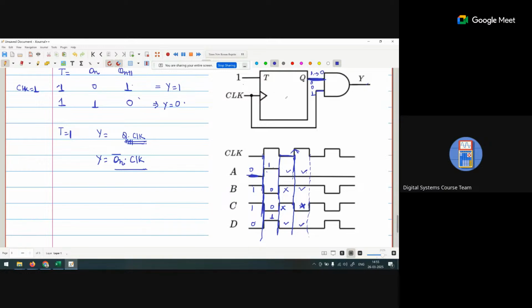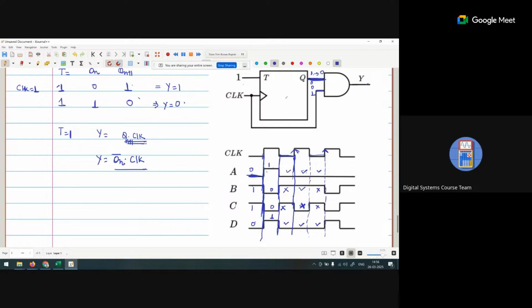Okay. Now for the negative clock pulse, everything will be 0. So it is correct, it is wrong, it is wrong, it is correct. Okay. Now the third clock pulse is applied.